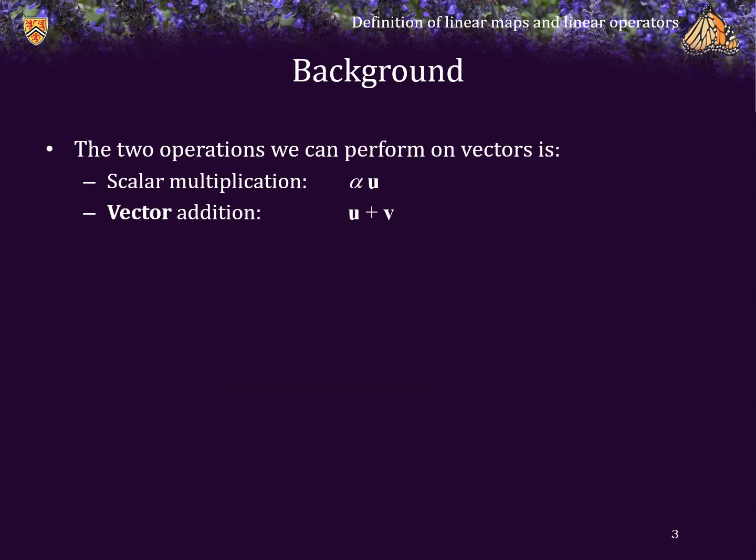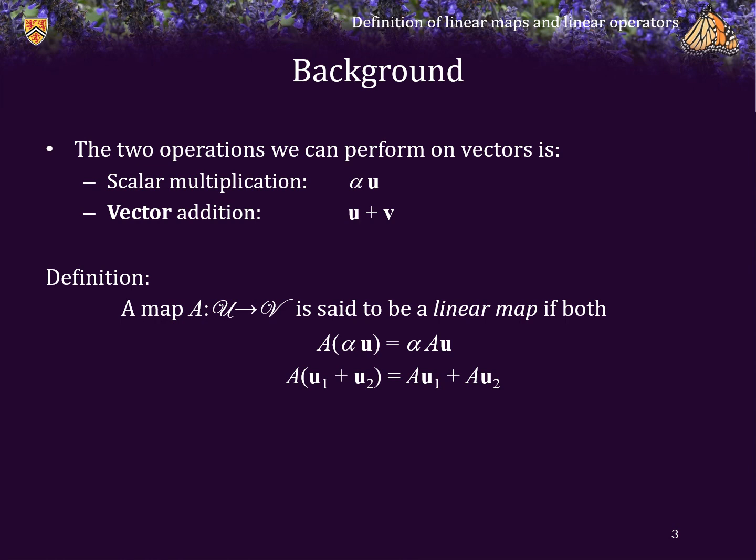Now, recall there are two operations we can perform on vectors: scalar multiplication and vector addition. A map A mapping a vector space U onto a vector space V is said to be a linear map if it preserves scalar multiplication and vector addition. So for example, if I have a signal and amplify it by alpha and then map that under A, that is the same as mapping the original signal under A and then amplifying that result.